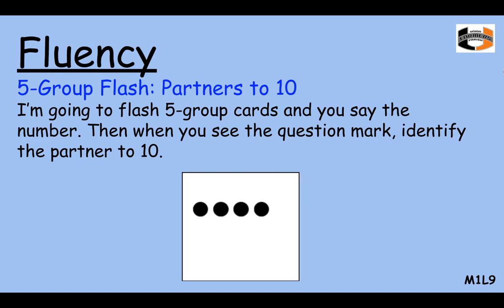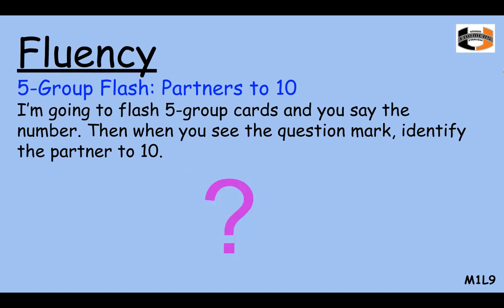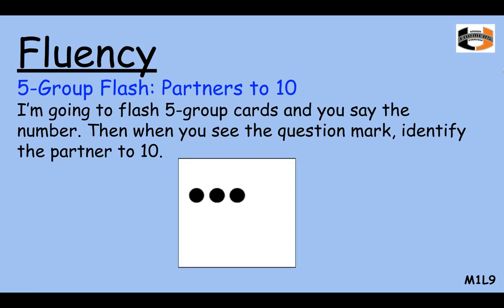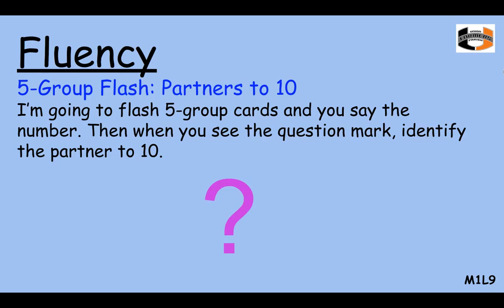Okay, there's your flash. How many to get to 10? What is that number's partner to get to 10? 6, that's right. Here's your 5-group card flash. Okay, how many to get to 10? What is that number's partner to get to 10? If you said 7, you're right.